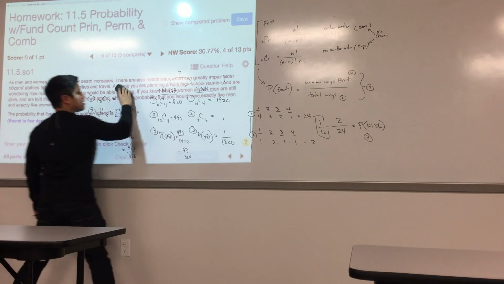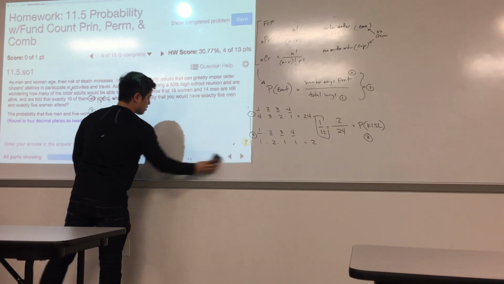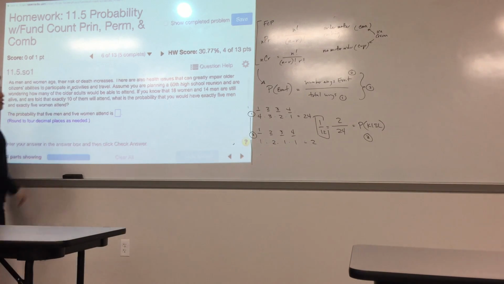Okay, so you guys get the idea. Let's keep going here. Okay, so here we go. As men and women age, their risk of death increases. There are also health issues that can greatly impair older citizens' abilities to participate in activities and travel. Assume you are planning a 60th high school reunion and are wondering how many of the older adults would be able to attend if you know that 18 women and 14 men are still alive and are told that exactly 10 of them will attend.